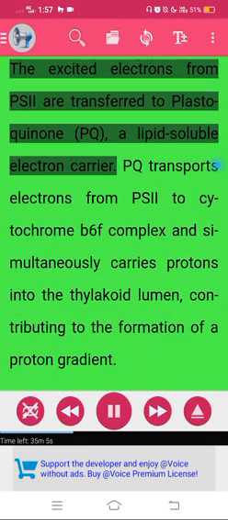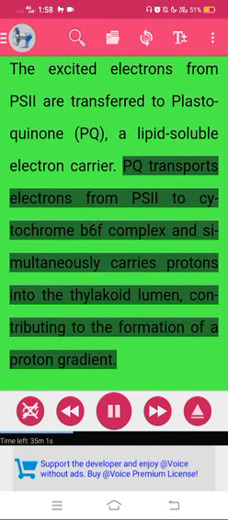Plastoquinone, PQ. The excited electrons from PSII are transferred to plastoquinone, a lipid-soluble electron carrier. PQ transports electrons from PSII to the cytochrome b6f complex and simultaneously carries protons into the thylakoid lumen, contributing to the formation of a proton gradient.